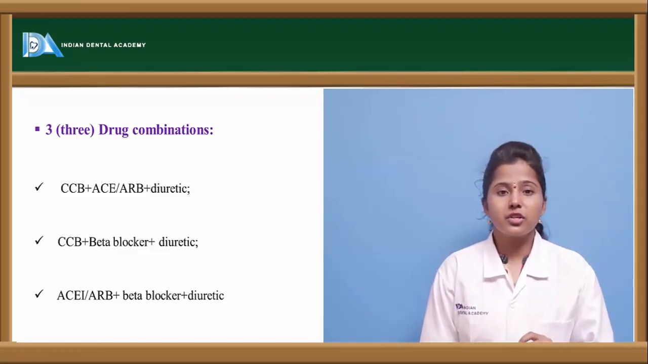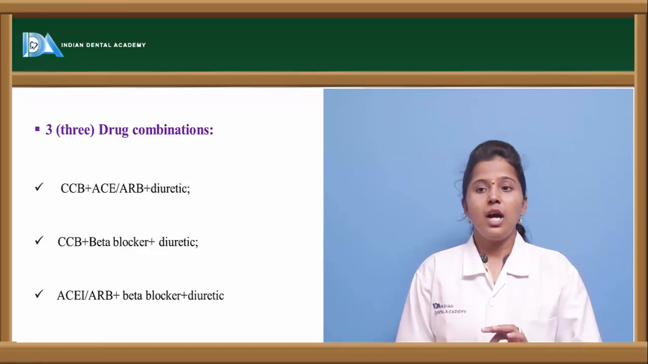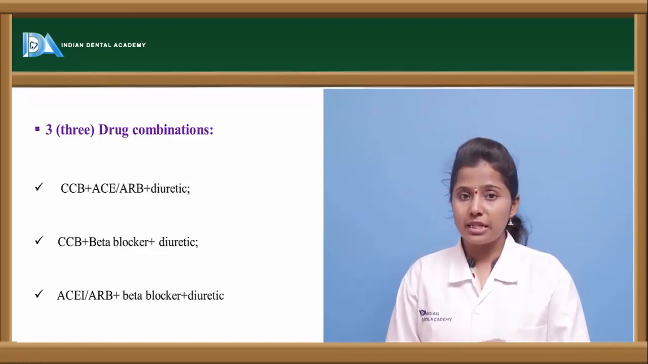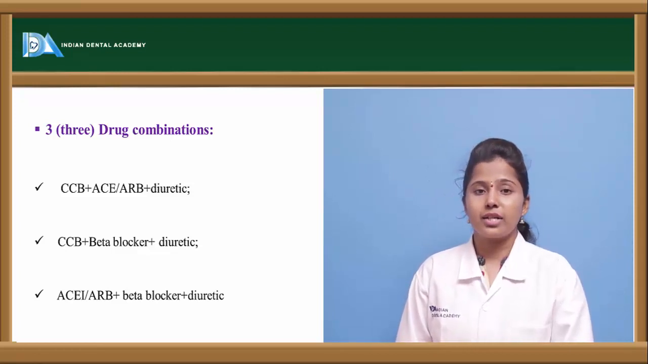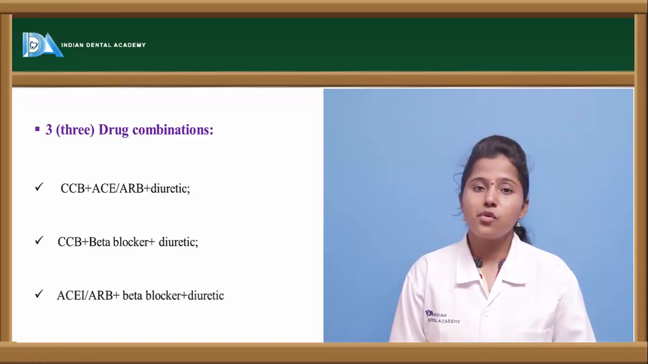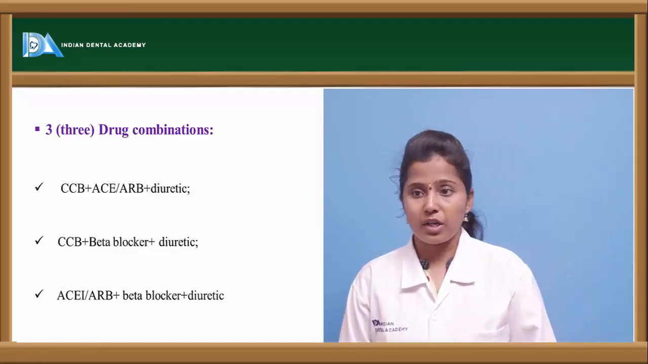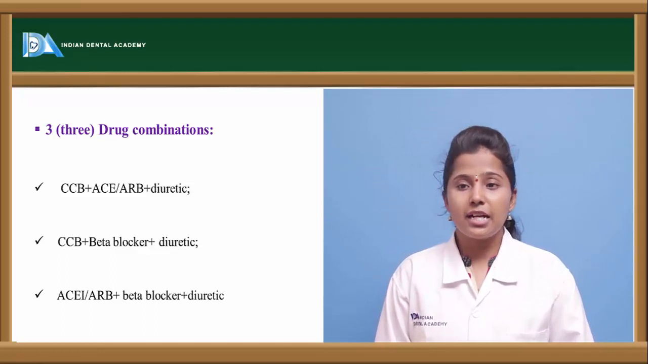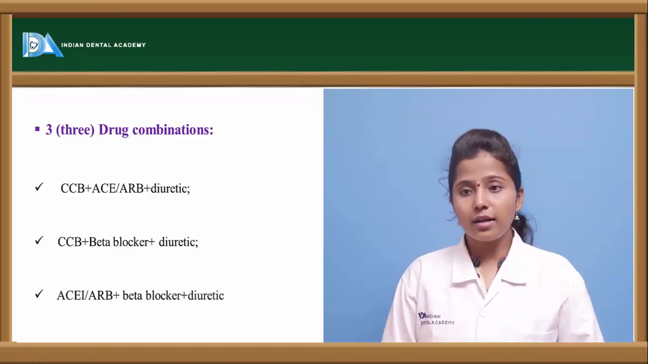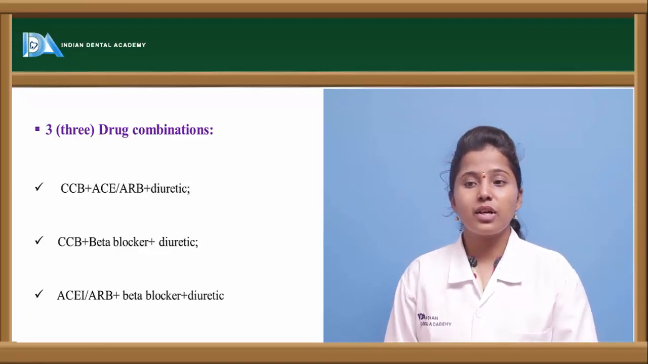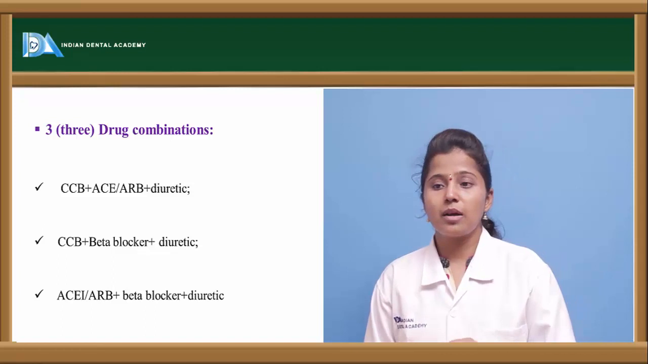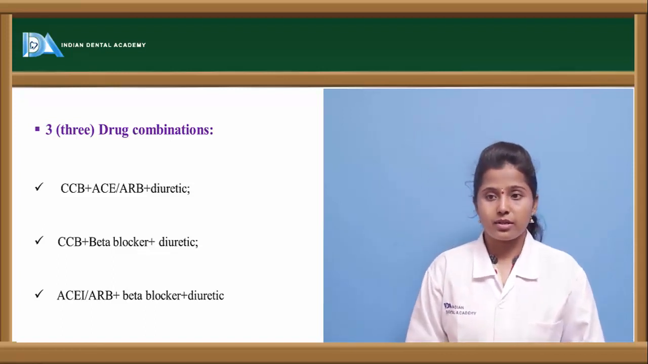Here the first combination includes calcium channel blockers plus angiotensin converting enzyme inhibitors or angiotensin receptor blockers and diuretics. These 3 drugs can be given in combination for a better antihypertensive effect. The second combination is calcium channel blockers with beta blockers and diuretics. And the third is angiotensin converting enzyme inhibitors or angiotensin receptor blockers with beta blockers as well as diuretics.